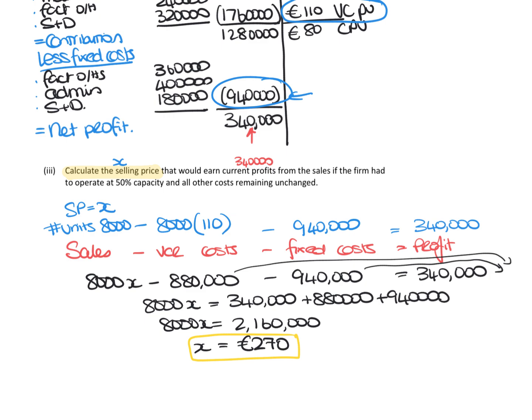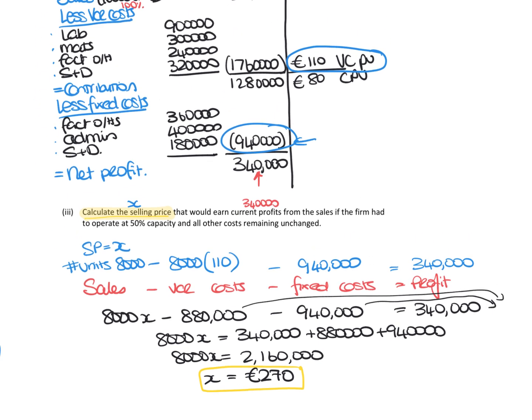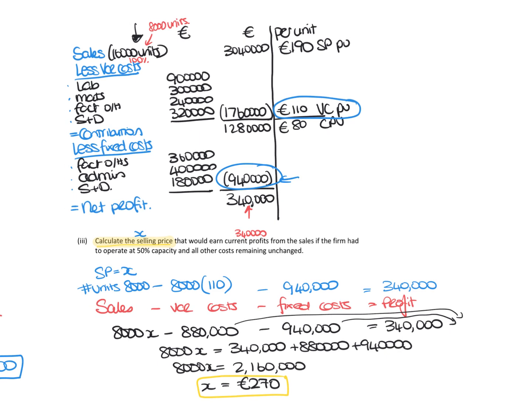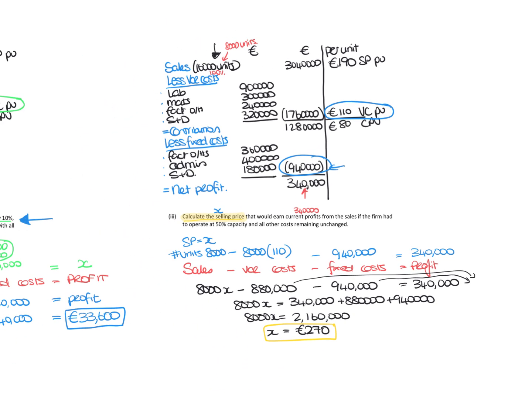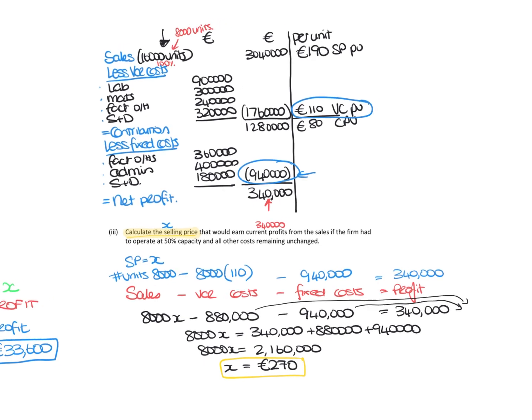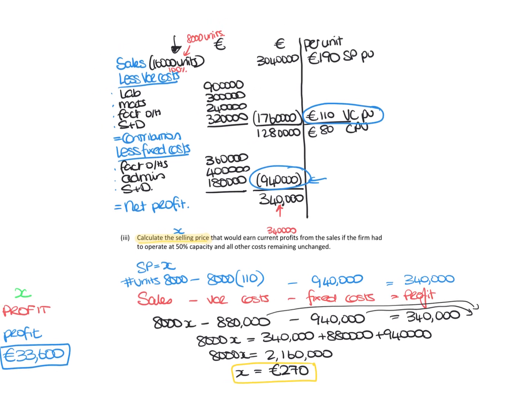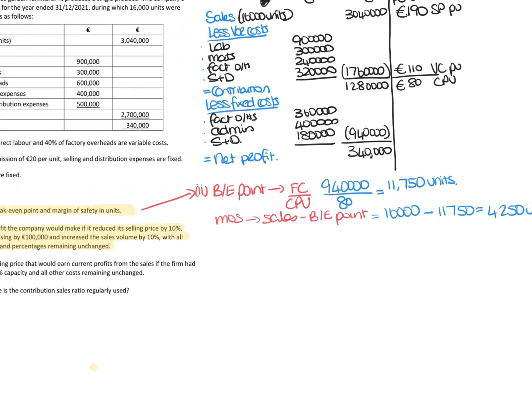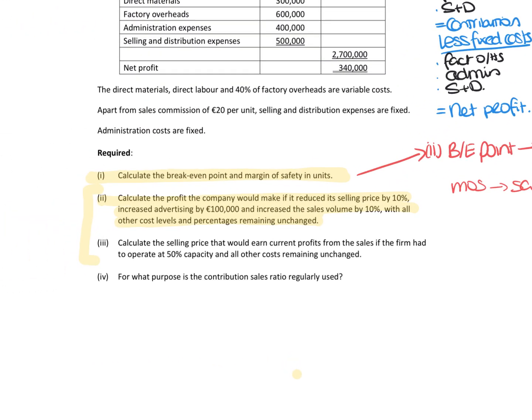So the selling price would have to be €270 if they could only do half of the units, but they wanted the same profit. So that's what marginal costing is. It is all of these what if scenarios. What if we could change this to what would the profit be if? What would the selling price have to be if we did this, if we did this, if we did this? So it's a lot of what if scenarios. So look, we've got 1, 2 and 3 done now.